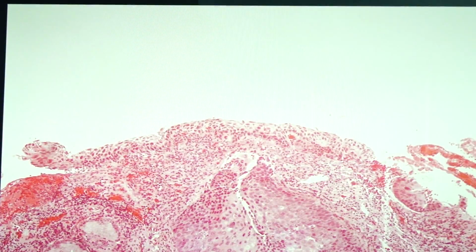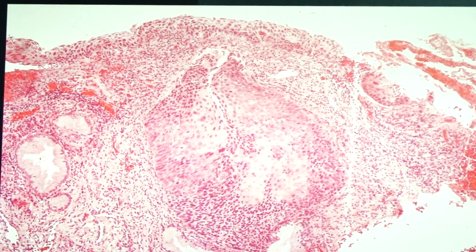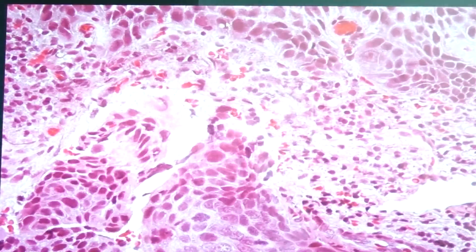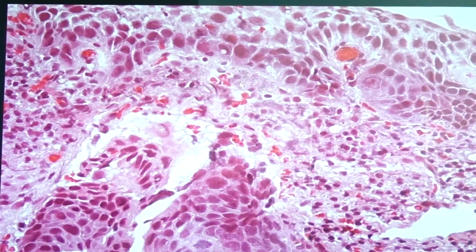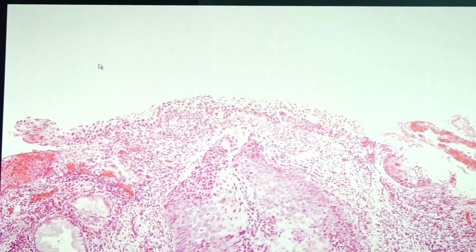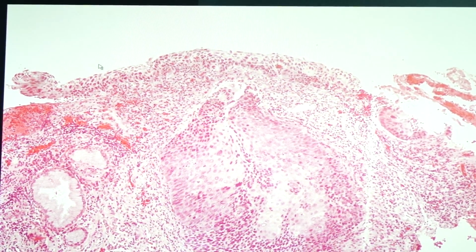So if you're going to look at the slide, there would be this area. So what is this area? There would be the presence of a space, and we're going to look at this portion. You can see that there's already a separation between this area, which seems to show presence of nests, and the basement membrane. So is this identified as stromal invasion, and do we classify this as a cervical carcinoma?